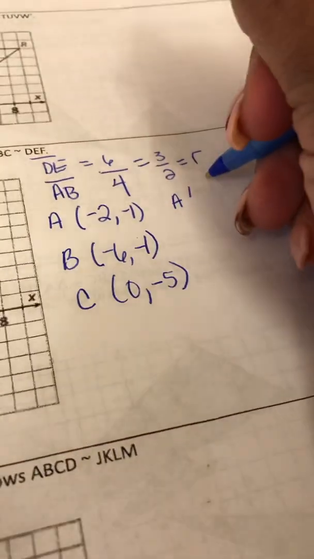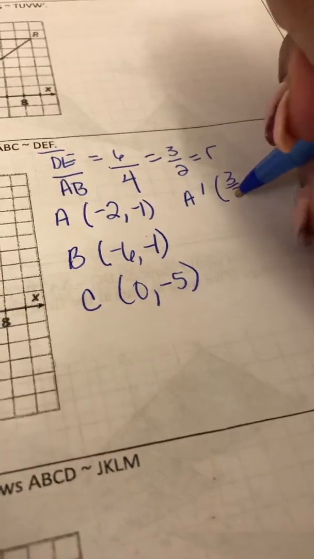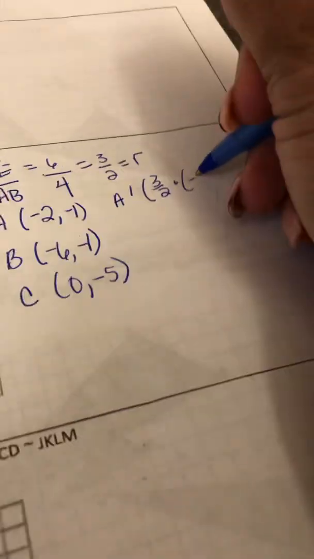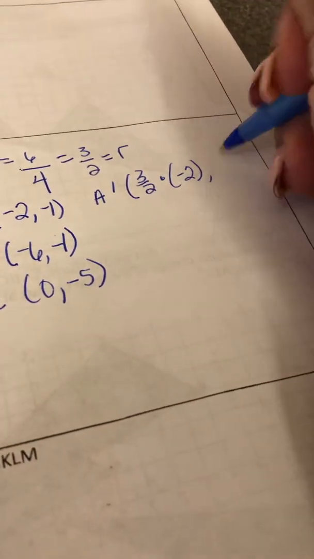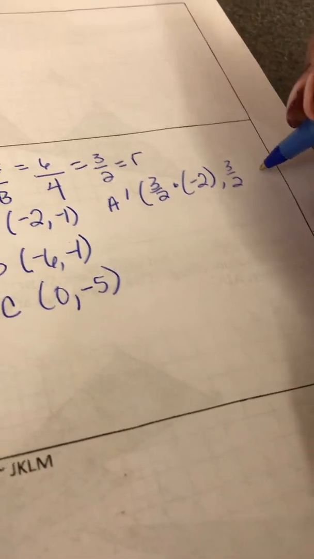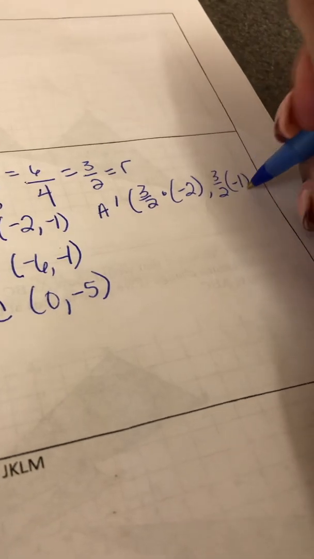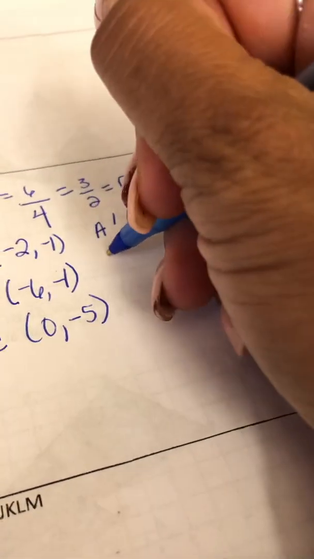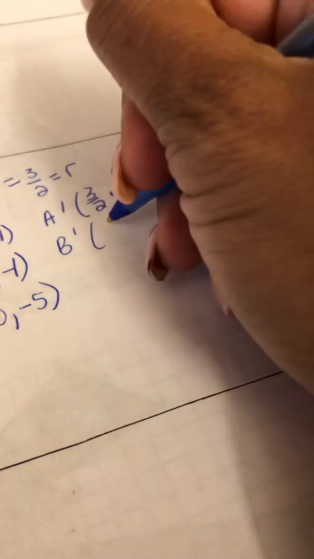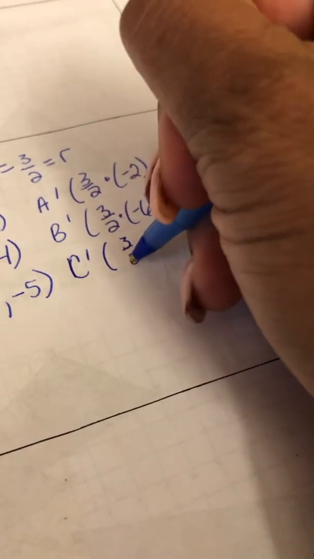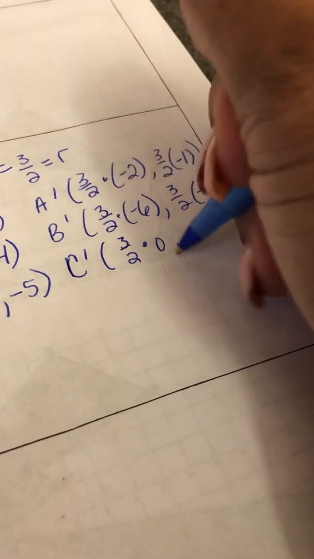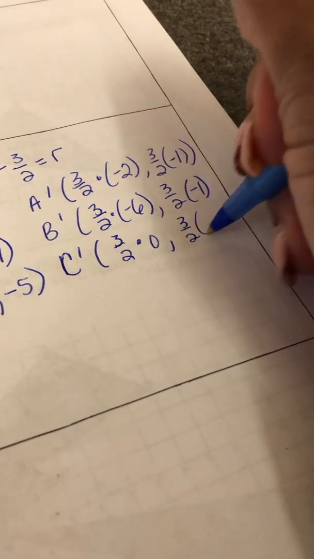So that'll be our A prime. So we have 3 halves times -2 and 3 halves times -1. Because remember, the scale factor, you must multiply both coordinates by the scale factor. So we're going to do that to each one. So you have 3 halves times -6 and 3 halves times -1. And C prime will be 3 halves times 0 and 3 halves times -5.